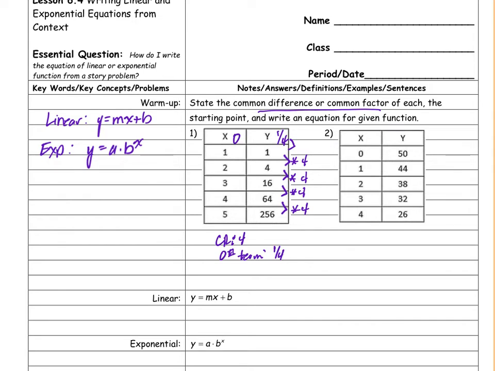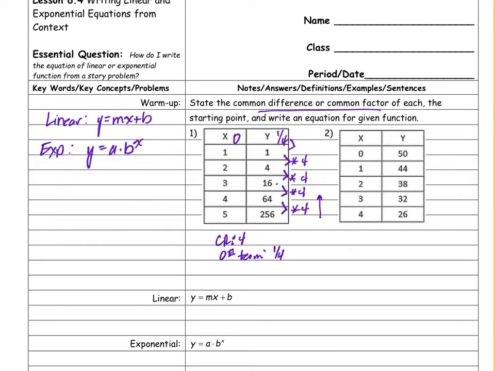As I'm getting bigger, I'm multiplying by 4. If I went backwards, it would be dividing by 4, right? 256 divided by 4 is 64. 64 divided by 4 is 16. 16 divided by 4 is 4. 4 divided by 4 is 1. So 1 divided by 4 should be my next one, and 1 divided by 4 is 1/4. So that's kind of how I look at it.